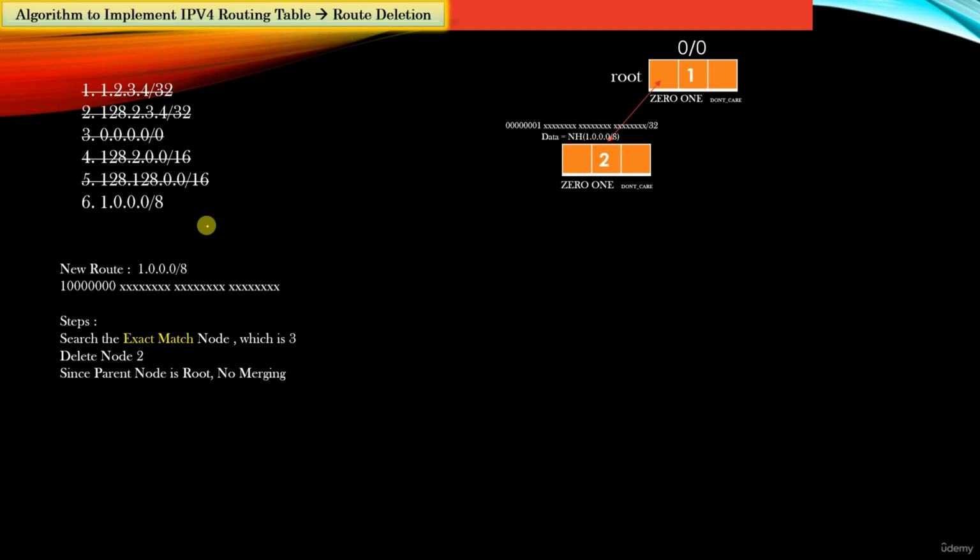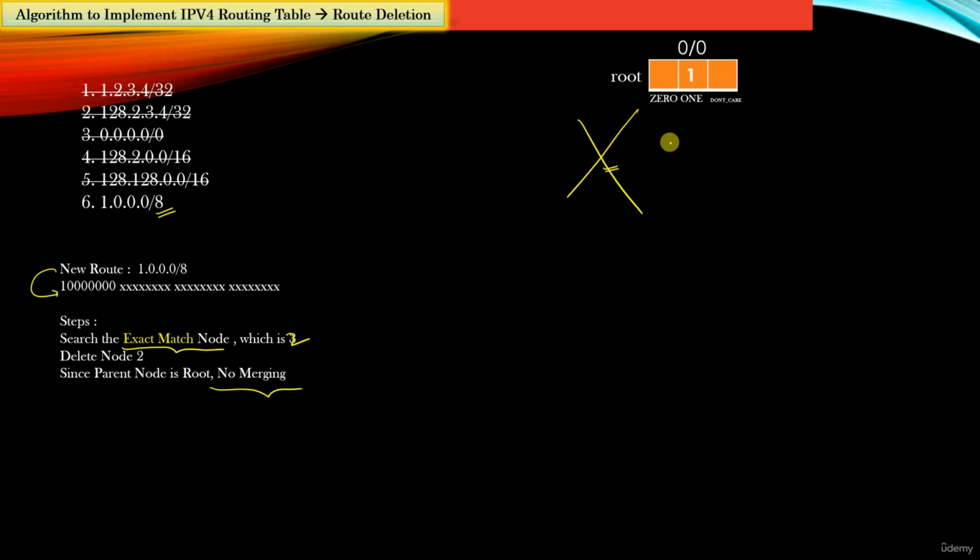Now let us delete the final route. So compute the effective prefix of this route and trigger the exact match route search algorithm, which is going to give you node number 2. So delete node number 2, and since the parent is the root, there is no need to execute any merge algorithm, and the final mtry data structure would be the following. So we arrive at the same place from where we began. Our root node enters into the initialized state again. So this completes the deletion of all the routes from this mtry data structure.